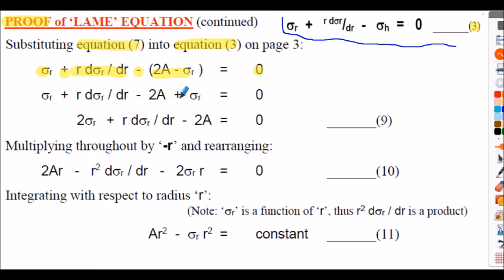Expanding the bracket on the next line, notice the change of sign here. Also notice we have two sigma r's now, which we can collate. We end up with equation 9.